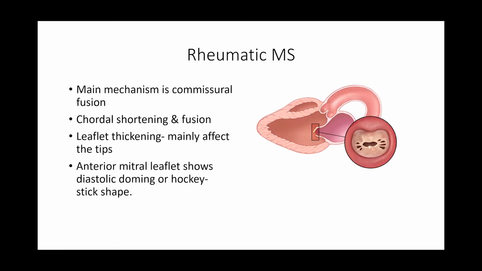So first of all, rheumatic. As we said, it's the most common, and the main mechanism in that is commissural fusion. You can see here this is the commissural fusion, and there could be chordal shortening and fusion. You can see that it's mainly the leaflet tips which are affected in rheumatic mitral valve stenosis. On the echo, it would look like there's a diastolic doming of the anterior mitral valve leaflet, or we can say it's a hockey stick appearance, which is classical for rheumatic mitral valve stenosis.